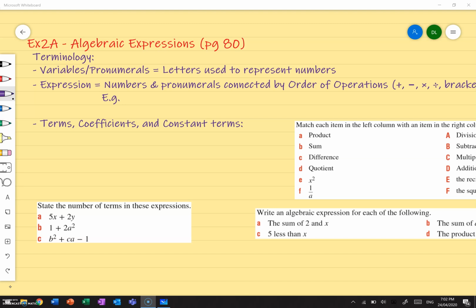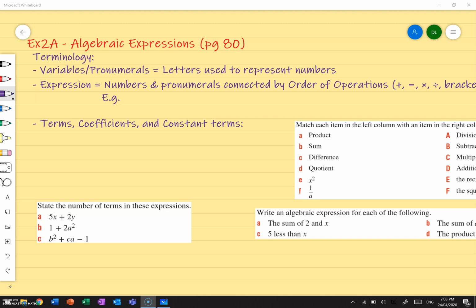Hello, this is exercise 2A on algebraic expressions and is on page 80 of your textbook. This lesson is specifically on the terminology of algebra, so basically what words we use to describe different things in algebra.